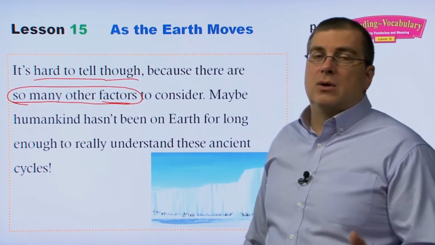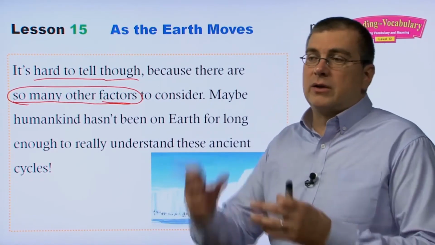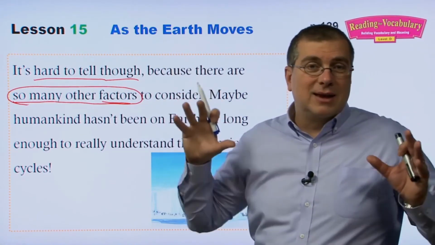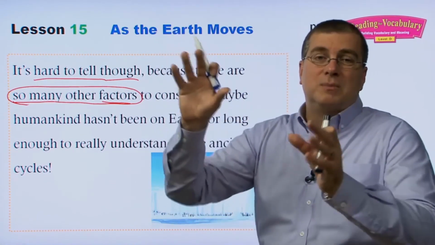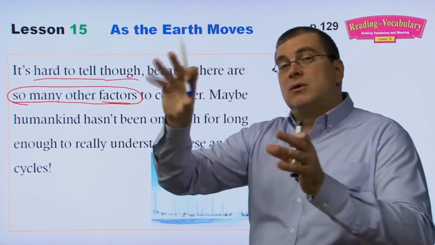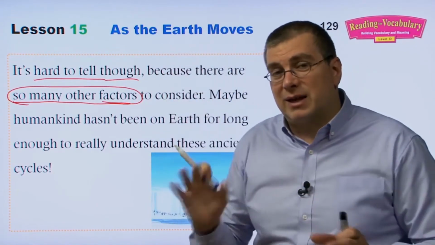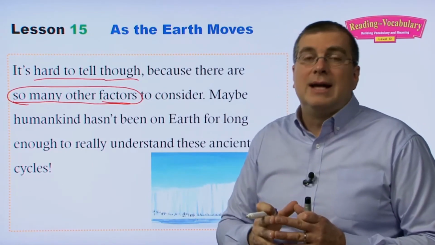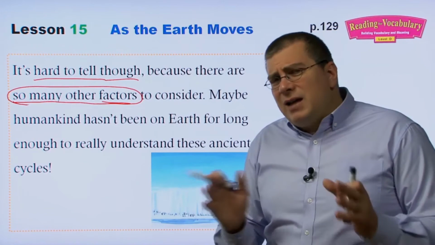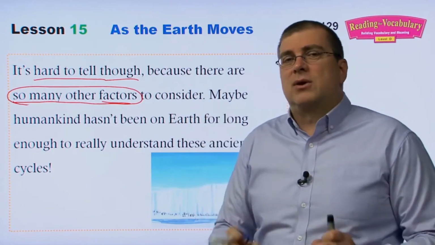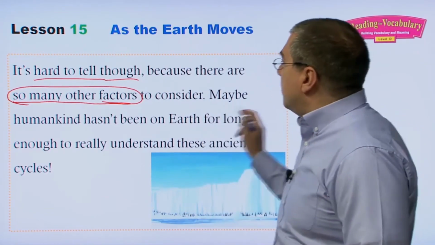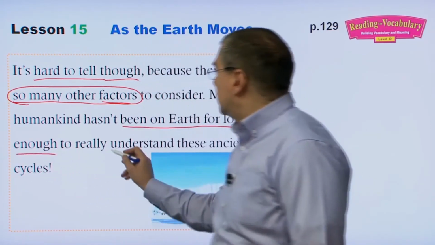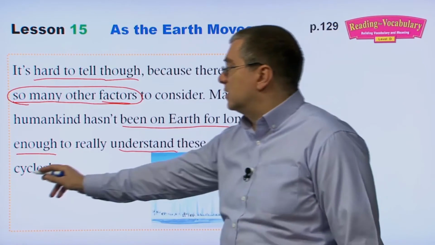It's also volcanoes that explode. It's also the Earth's orbit, right? It's also the fact that the Earth is moving through space. Sometimes it moves through an area where there's a lot of dust, and that might block the sunlight reaching the Earth. So there are so many different factors, it's very difficult to figure out. And another problem is maybe humankind hasn't been on Earth for long enough to really understand these ancient cycles.